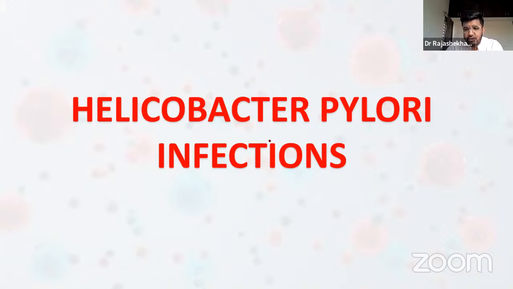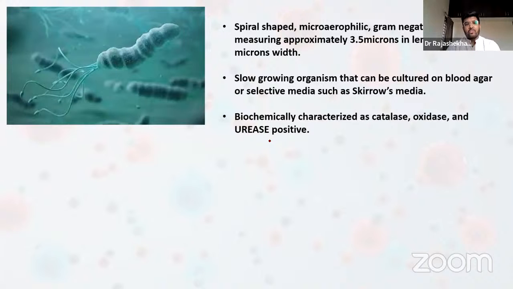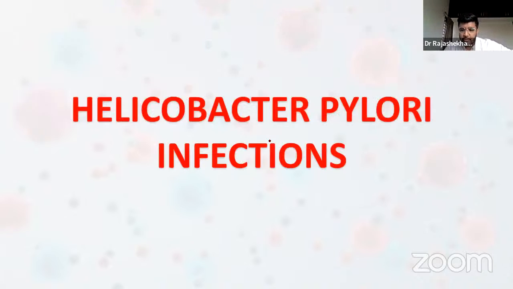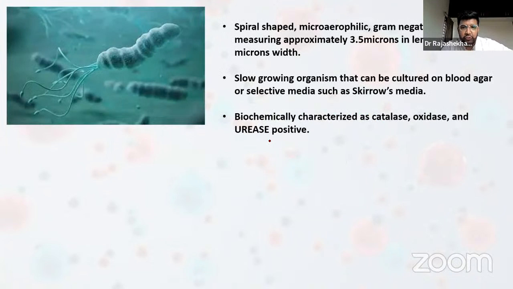So the last discussion for today is Helicobacter pylori infection. This is again another very important organism which everybody should know, especially as a lot of advances are going on in the gastro field in this infection. H. pylori is a spiral-shaped organism. The shape is very important to remember. It is microaerophilic, it can survive with low oxygen tensions. This gram-negative bacterium measures approximately 3.5 microns in length and 0.5 microns in width.